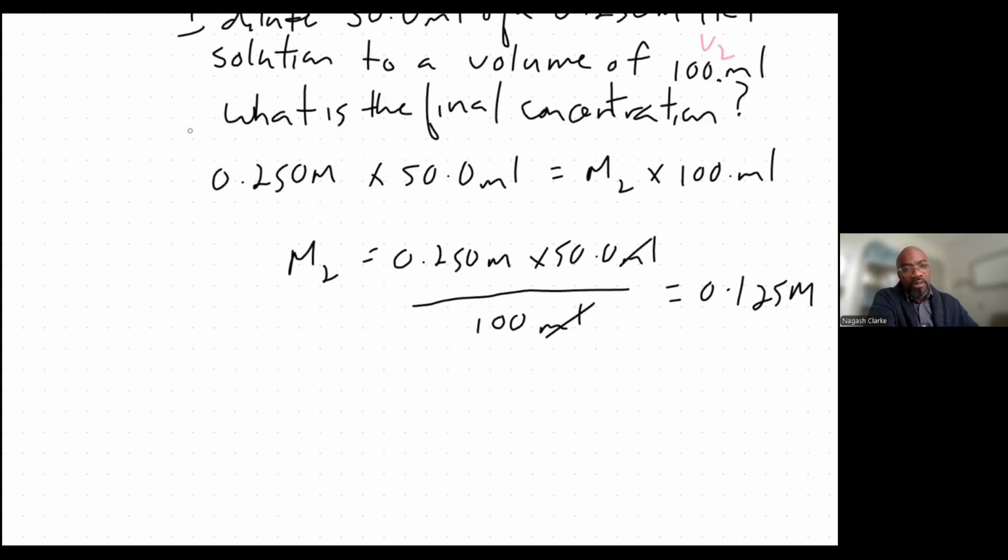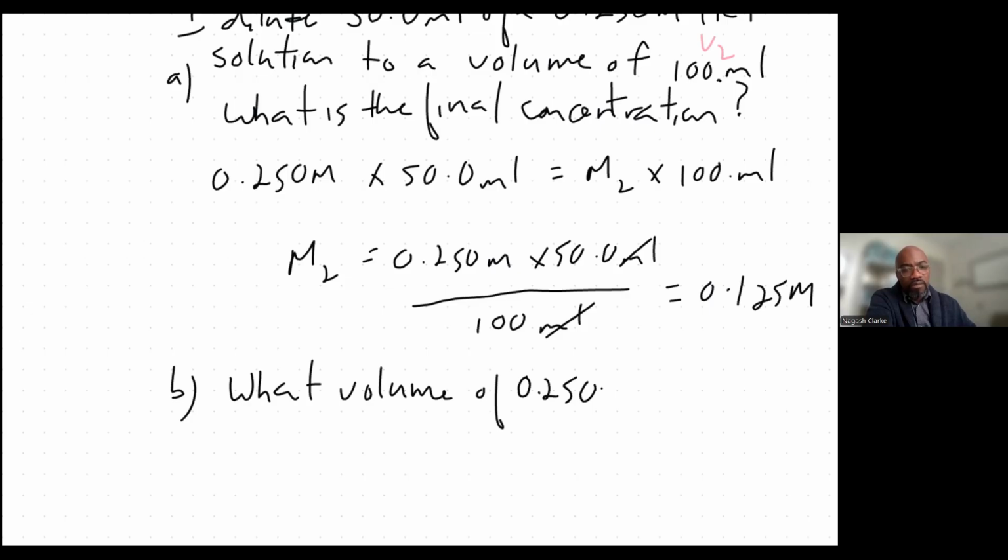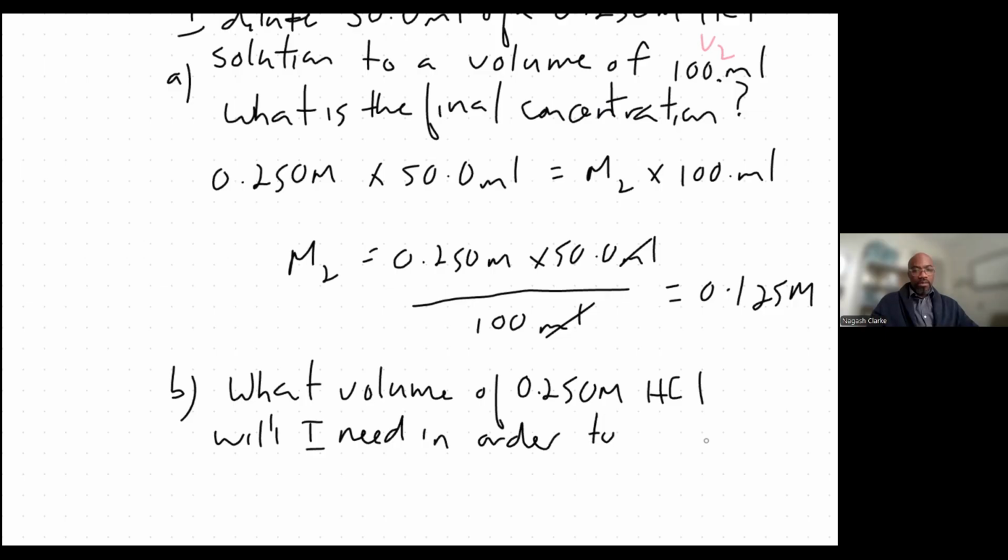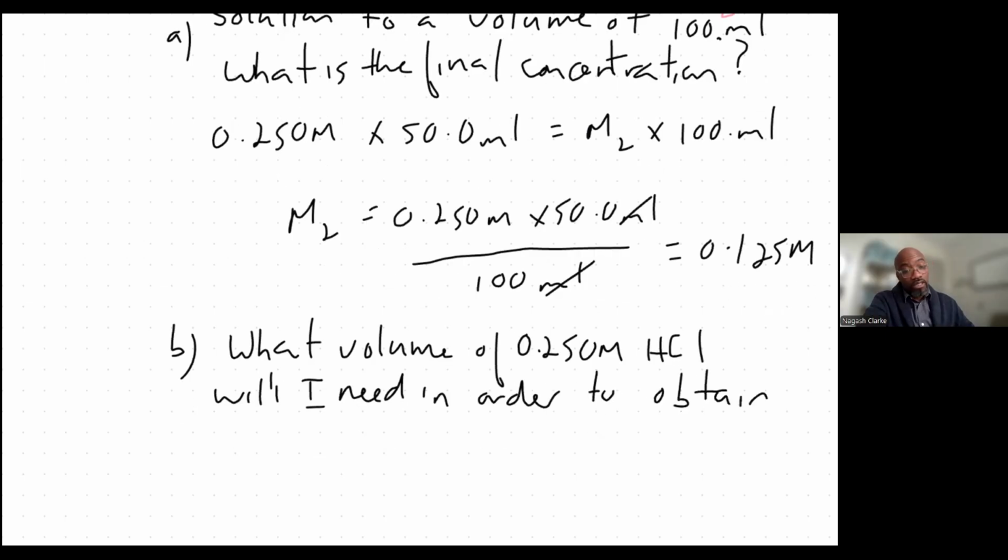So let's say this is, let's call this one. So we can ask this type of question. What volume of 0.250 molar HCl will I need in order to obtain 100 milliliters of 0.150 molar HCl.